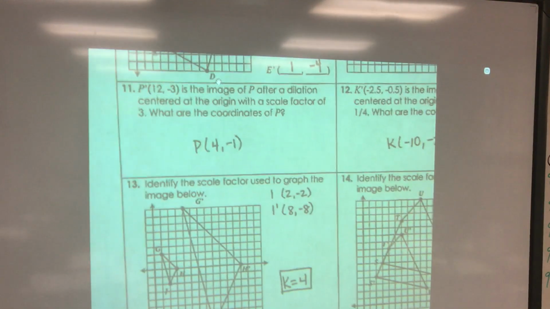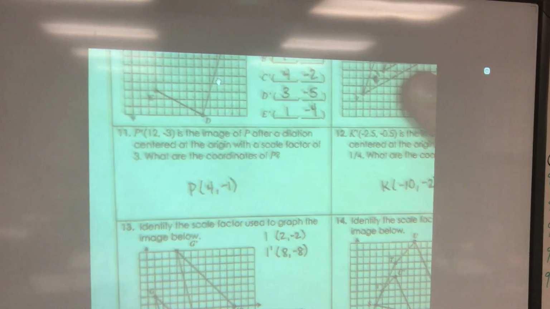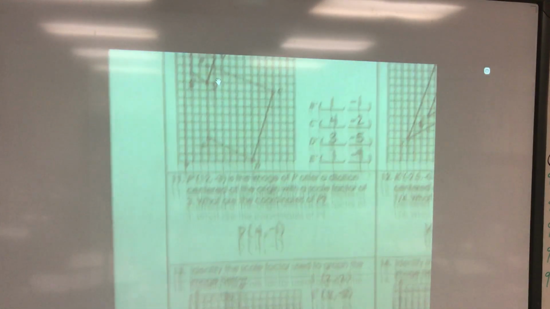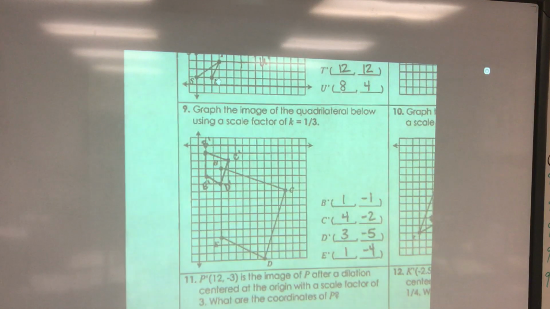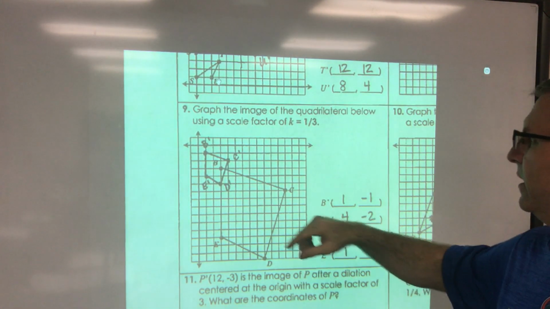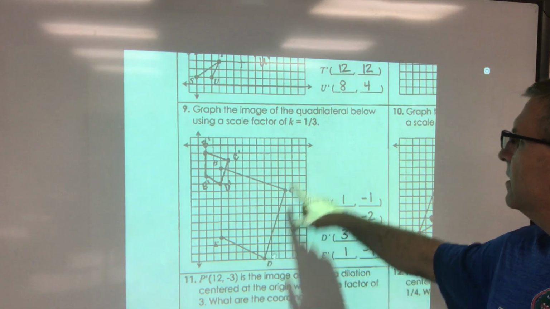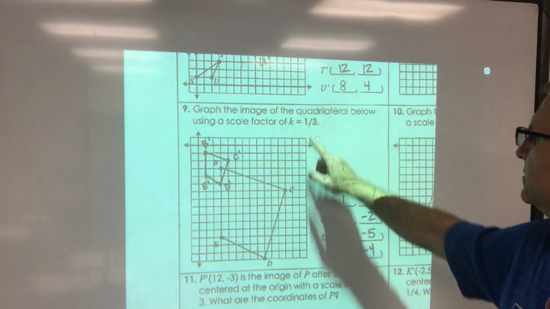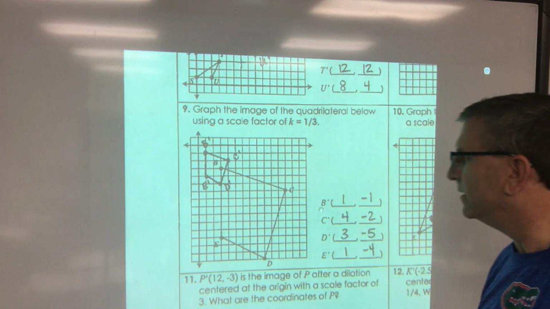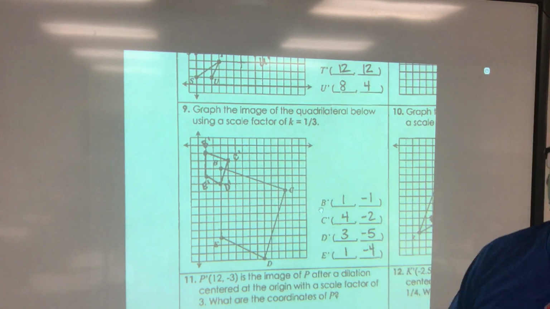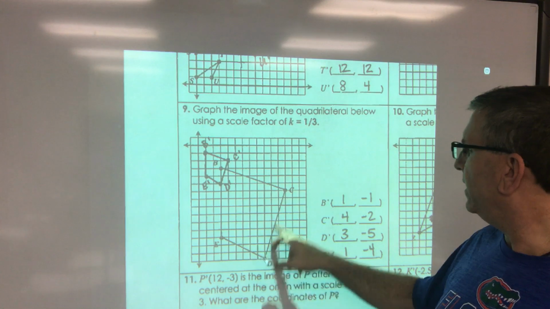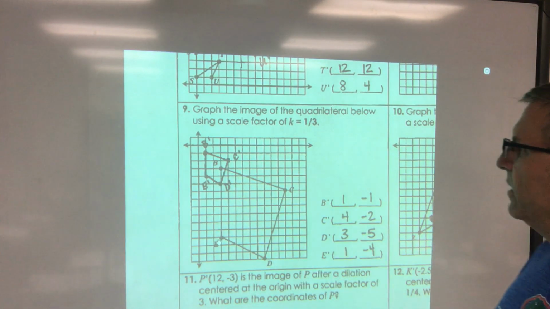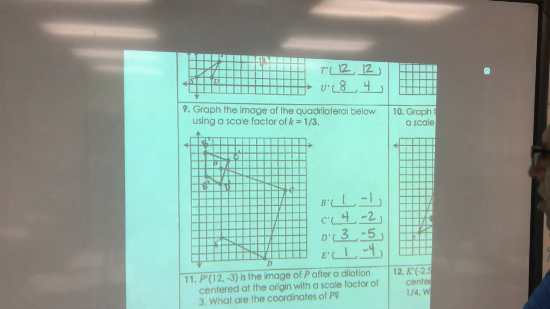Okay, now we're looking at homework 5, and let's look at number 9. These are dilations. Dilations are probably the easiest, because all you're taking is this multiplied by that to get your new point. The only difference between these and what you see on the front is that these are just your points, and so you've got to figure out what those points are.